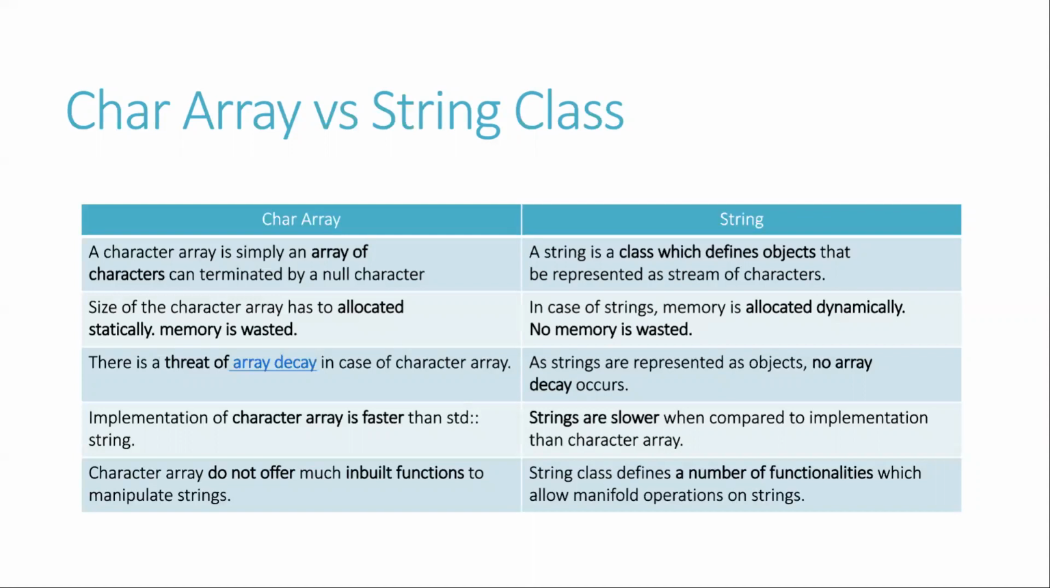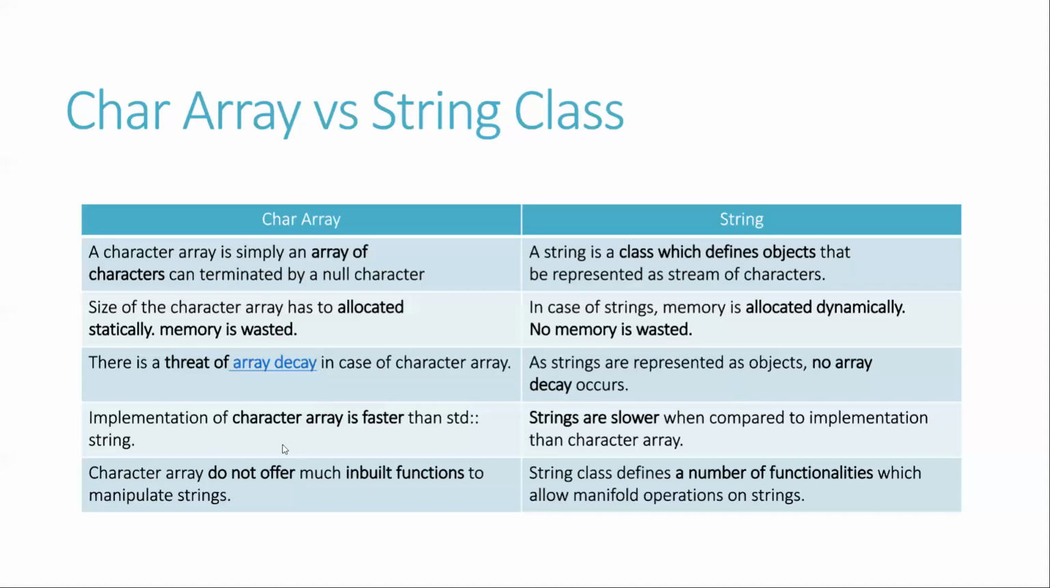So the thing is, there is a chance of wasting the memory, and there is a chance of mismatching the data type. So that is the concept of array decay. So the array decay concept works in the character array. The concept comes in character array, but no array decay concept comes in the string class, because it is a dynamic declaration and represented as objects, not as characters, right?